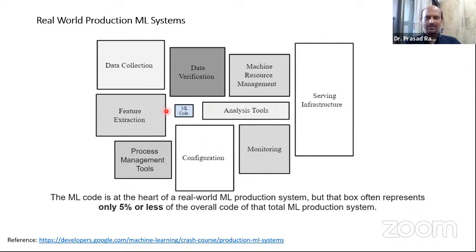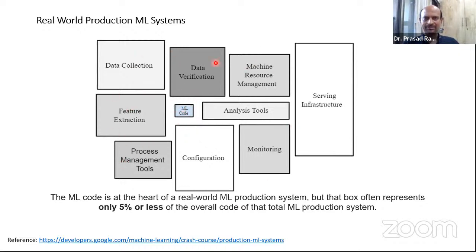So what are the other aspects over and above the ML code, which is what most of us are trained to do as part of our data science program or machine learning degree or whatever specialization we get? We learn how to actually develop a model using various algorithms: supervised learning, unsupervised learning, reinforcement learning algorithms. But that part of it is less than 5% of the total code.